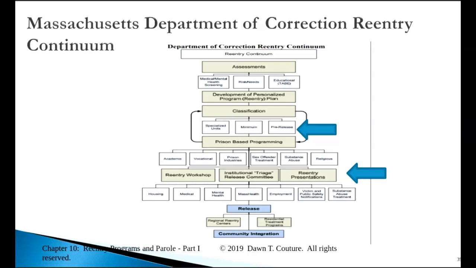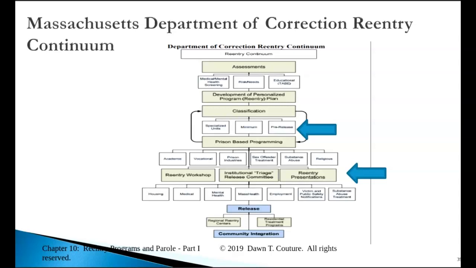Those reentry issues that are part of the workshops, the release committee, and the reentry presentations include housing, how to find housing, medical, getting access to medical care, which often requires medical insurance through Mass Health, usually, access to mental health services, again requiring insurance through Mass Health, employment, victim and public safety notification. So many offenders are sentenced on victim crimes, and those victims have to be notified whenever that person is either moving to a different facility or entering the community, and substance abuse treatment support.